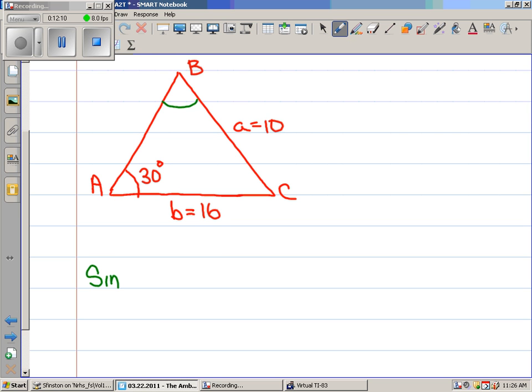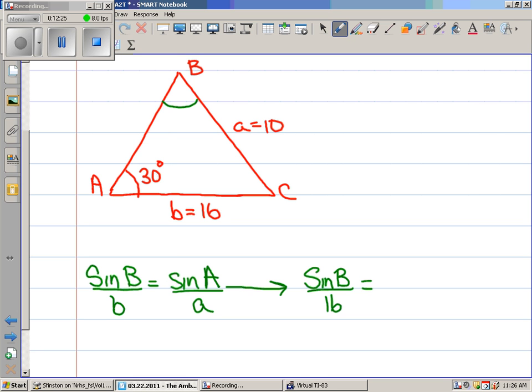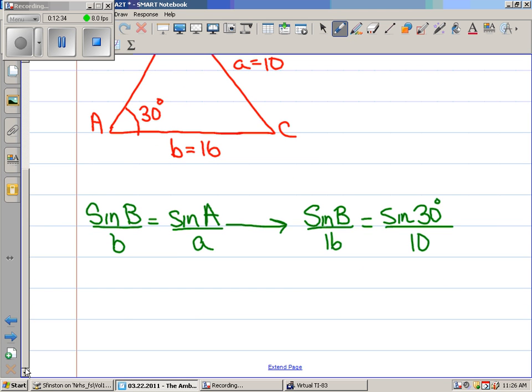So sine of B over B equals sine of A over A. We have no idea how much the sine of B is, but side B was worth 16. This is going to be sine 30. This is going to be 10. Yeah, 30. It said in the directions A was 30. Henry, cross multiply, right, buddy? Okay, all right, hold on.